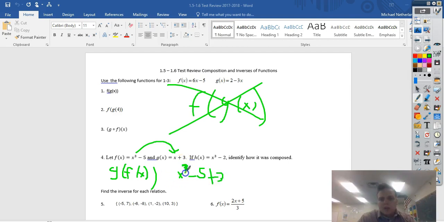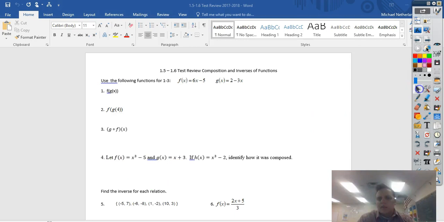Okay, and we look to see if there's any like terms. Oh yeah, the negative 5 and the 3, they can go together. So we get x cubed minus 2, which is exactly what I wanted. So this is how h of x was composed. I took the f function, I plugged it into g, and after simplifying, I got h of x. So this is my answer.